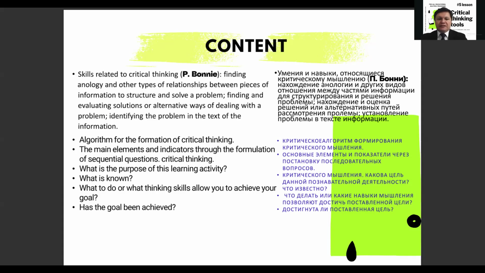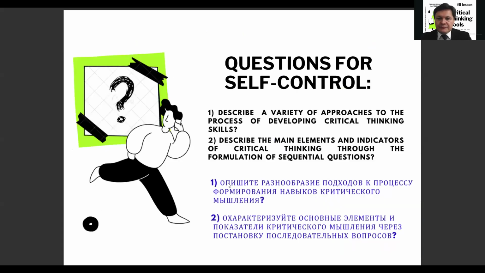We are exploring the main elements and indicators of critical thinking through the formulation of sequential questions. What is the purpose of this learning activity? What is known? What to do, or what thinking skills allow you to achieve your goal? Has the goal been achieved? There are some questions for self-control.